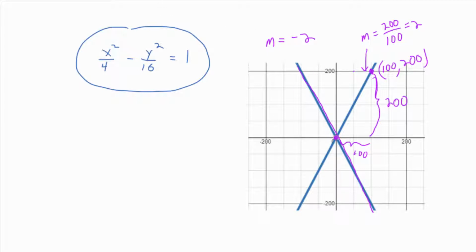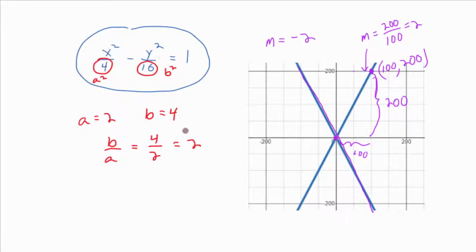And look, I want you to look at something here. If you think about the standard form of the hyperbola that I showed you just a little bit ago, this is what we would call b squared, and this is what we would call a squared. And it turns out the square root of 16, which is b, is 4, and the square root of a squared is a, and that's just 2. And if you look at b over a, that's 4 over 2, or just 2. And that's no coincidence.